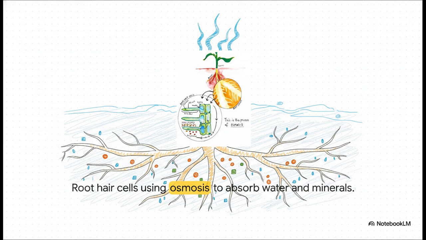Because the roots are packed full of sugars and minerals, they actually have a lower concentration of water than the damp soil surrounding them. So nature takes its course, and water naturally moves across the membrane into the roots to balance things out. This is what feeds that massive transpirational pull we talked about earlier.